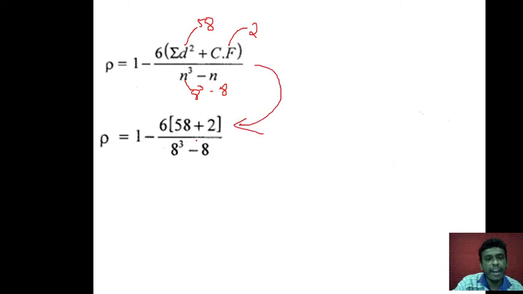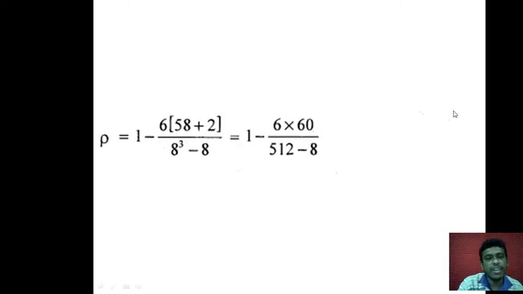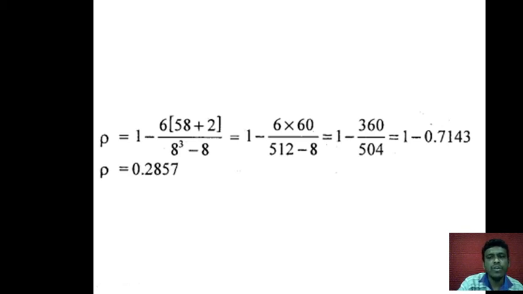Here add up this 58 plus 2, which is equal to 60. So your next step is 1 minus 6 into 60 divided by 512 minus 8, which is equals to 6 into 60 is 360 divided by 512 minus 8 is 504, which is equals to 1 minus 0.7143. So rho equal to 0.2857. So this is the value of coefficient of correlation.